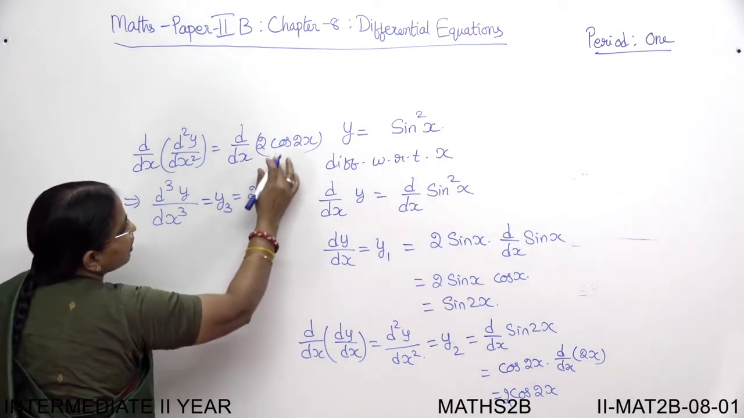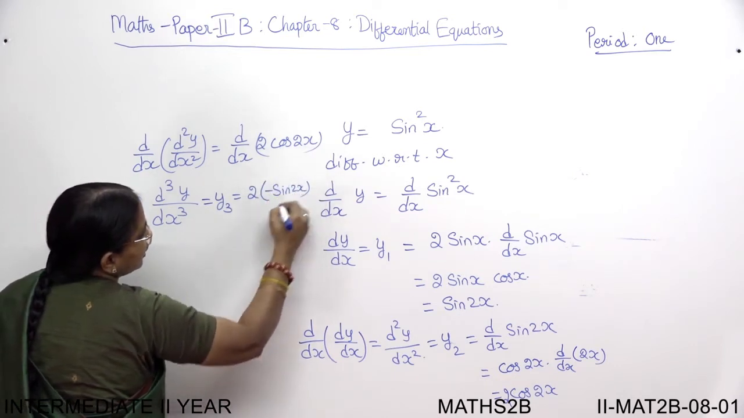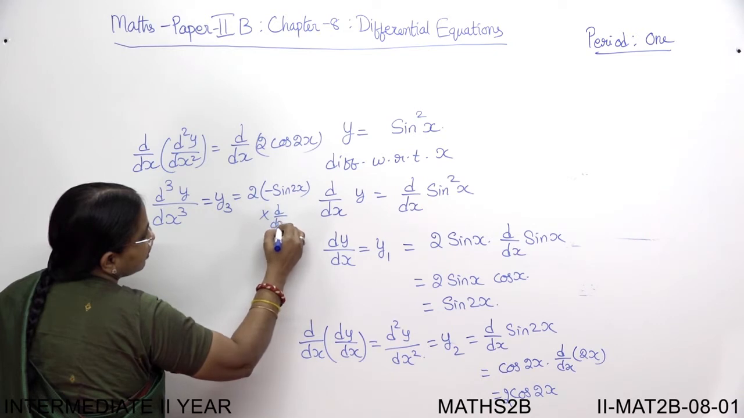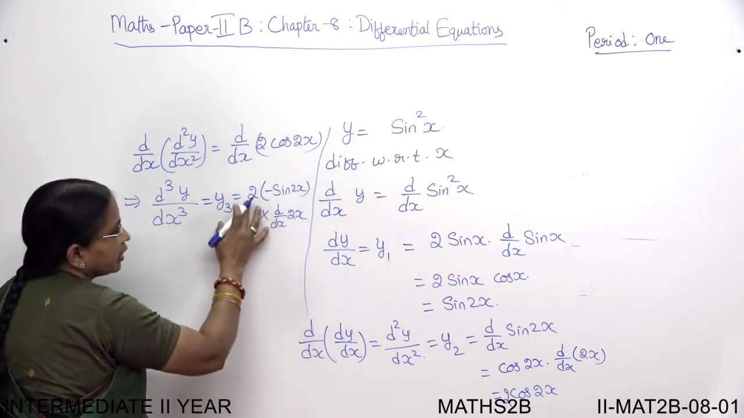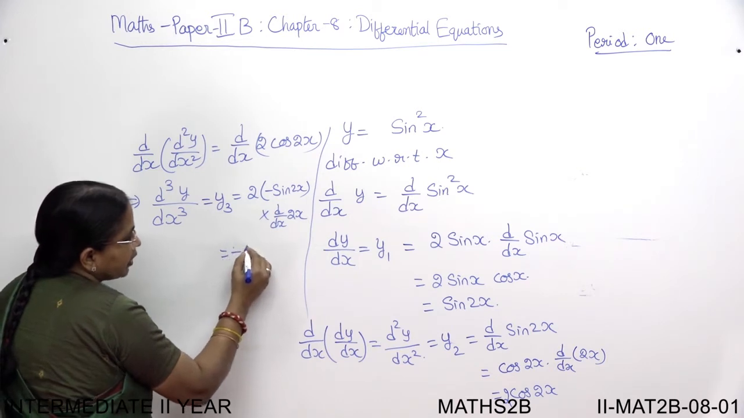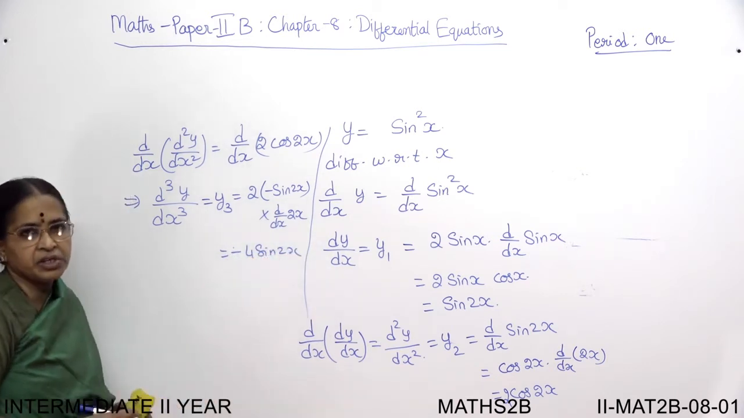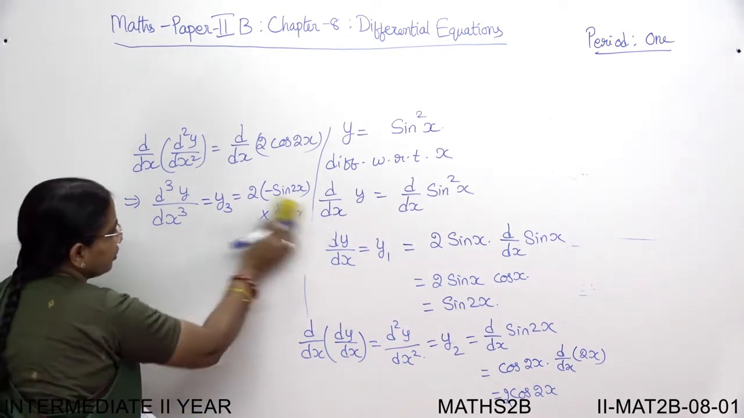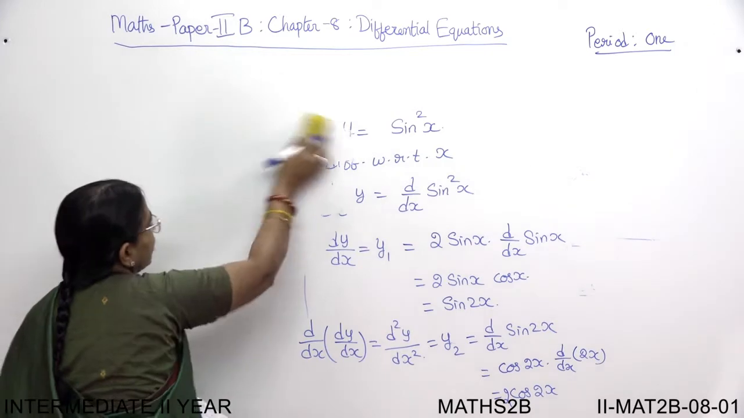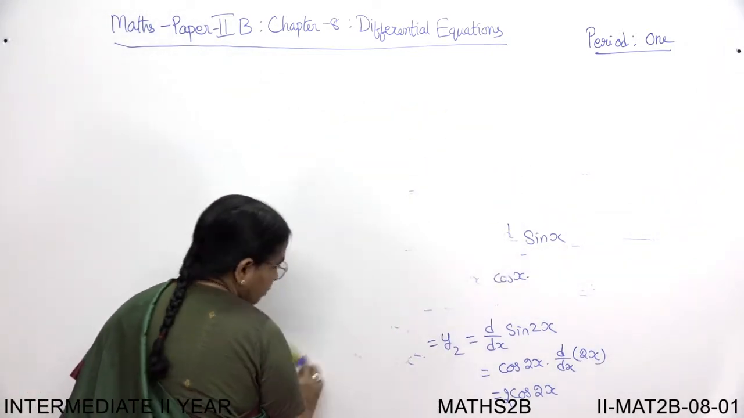So 2 into derivative of cos 2x, minus sine 2x, into the derivative of 2x. Derivative of 2x is 2, so again another 2. So that becomes minus 4 sine 2x. So this is how we differentiate successively. All this procedure we need in these problems. Okay, so the notation is over.